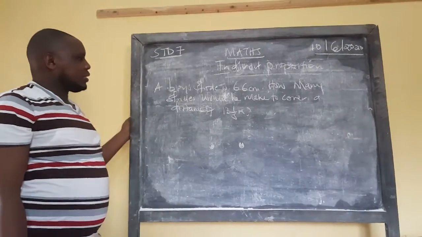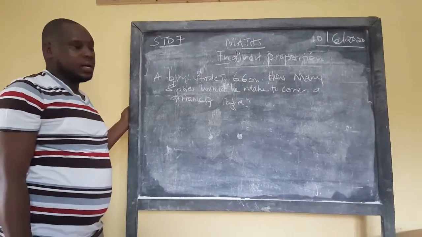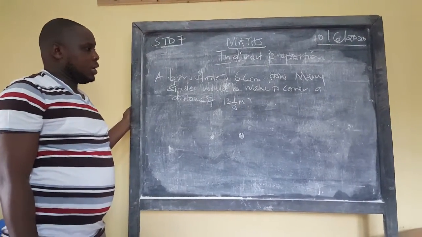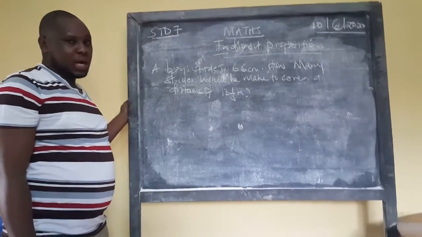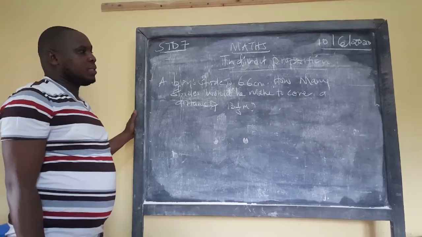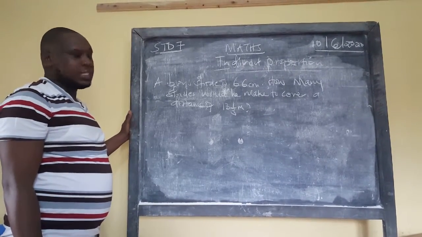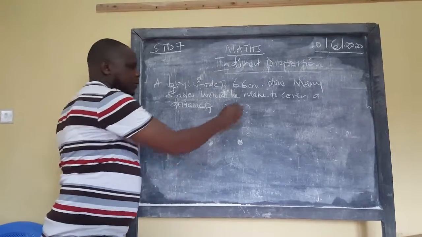But before I start that, I want us to do one question from direct proportion that I gave us some work yesterday. So the question goes, a boy's stride is 66 centimeters. How many strides will he make to cover a distance of 13 and a fifth meters?